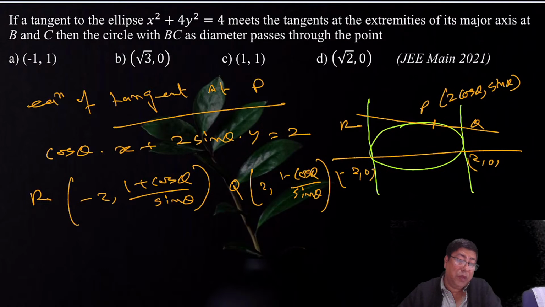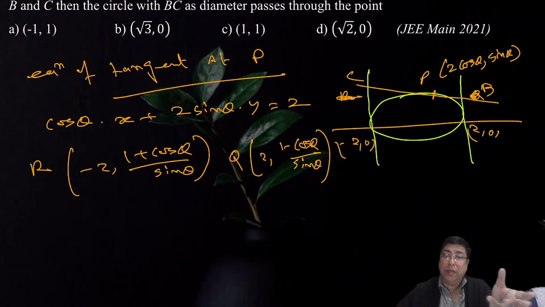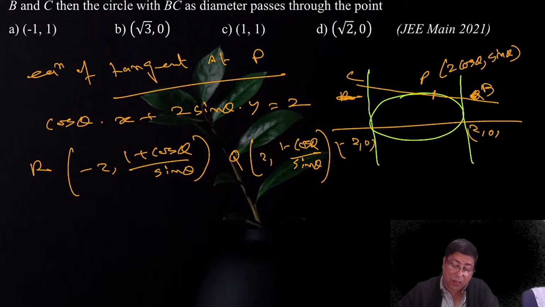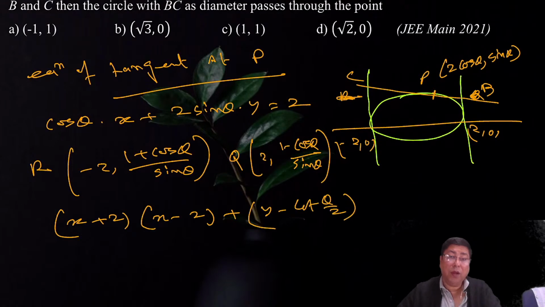extremities of the major axis at B and C, it means one is the B and one is the C. This is suppose B, this is the C. This will be B and C. The question is given. So equation of the circle BC as the diameter. So x minus x1 into x minus x2 plus y minus y1 into y minus y2 equal to 0. So we can write this as what is coming? X plus 2 into x minus 2 plus y minus cot theta by 2, because 1 plus cos theta is 2 cos square theta by 2 and sin theta is 2 sin theta by 2 cos theta by 2.